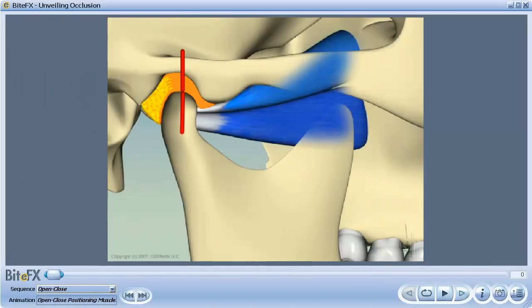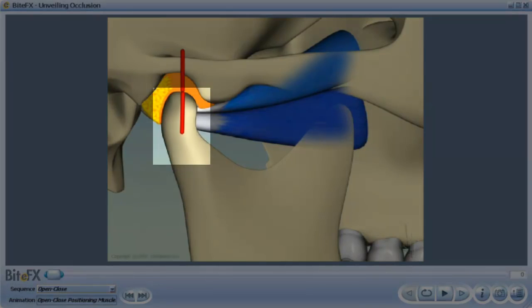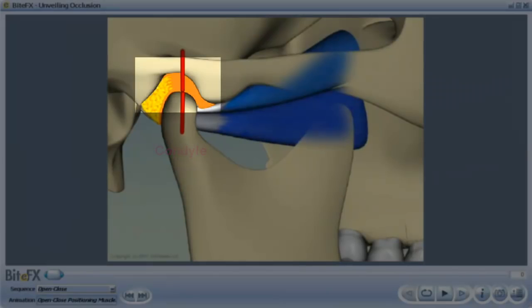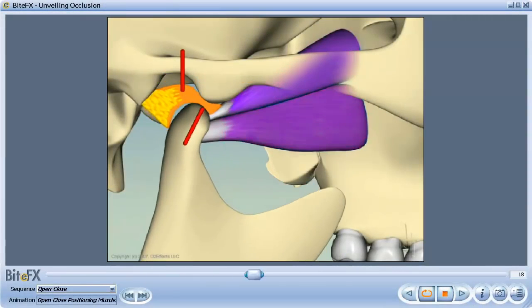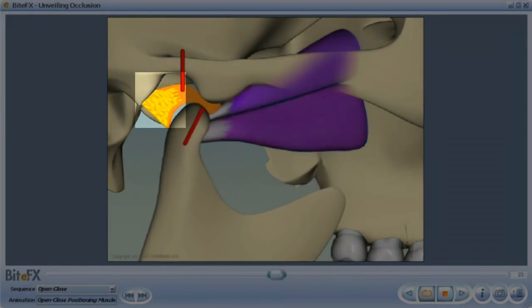Now let's take a closer look at the joint. The upper part of your jaw, called the condyle, fits into a socket in your skull, called the fossa. Between the condyle and the fossa is a disc called the TMJ disc, shown here in orange, which is as tough as cowhide. The disc tracks with the condyle as it moves forwards and backwards. At the back of the disc is soft spongy tissue, shown in yellow, which expands and contracts to fill the void as the condyle moves in and out of the fossa.